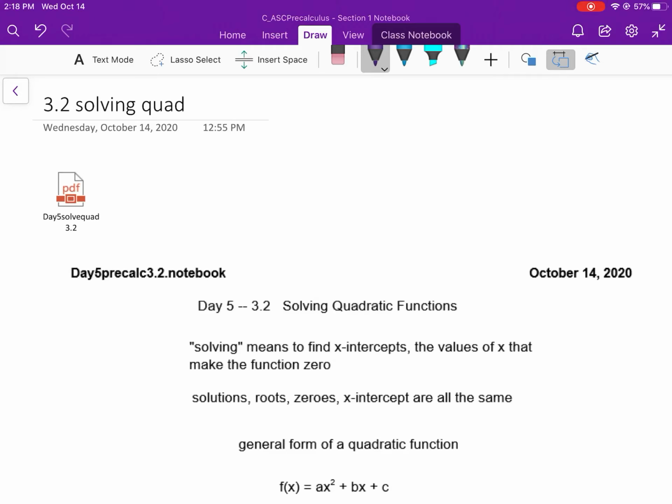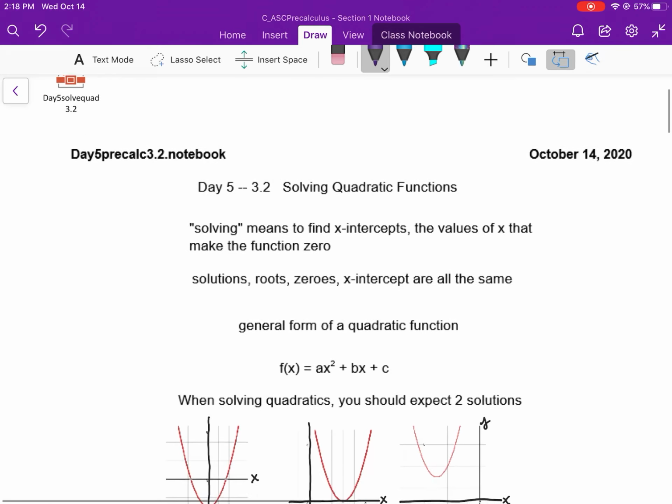Okay, so this is 3.2. This is day, I think it's 5. Anyway, this is solving quadratic equations. This should all be review because you did this last year.